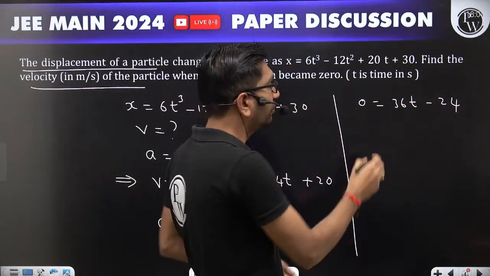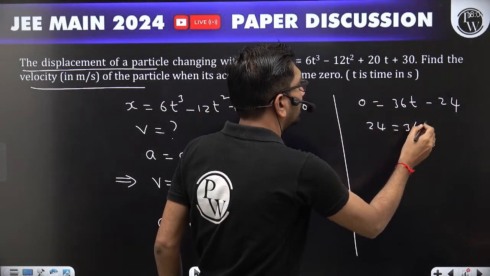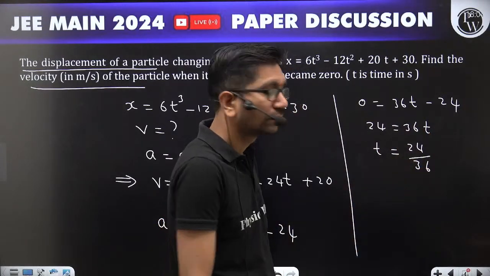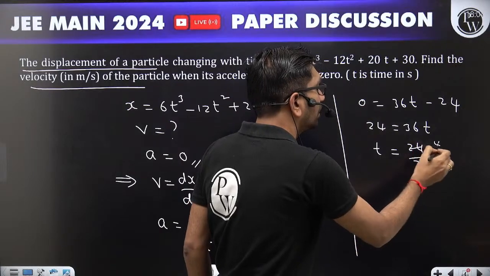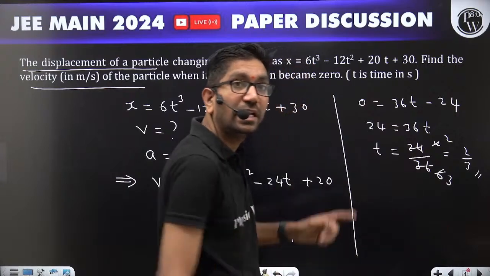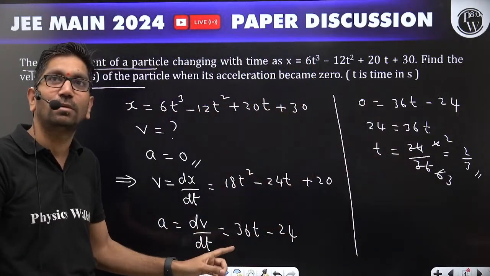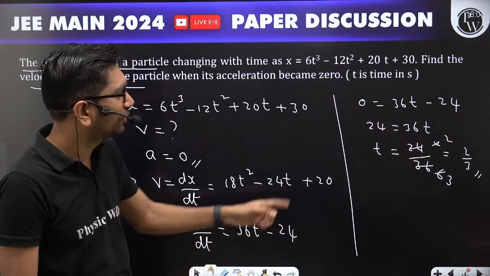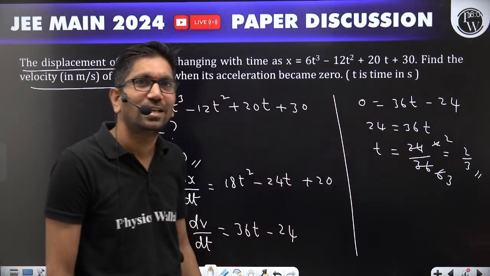So send this 24 here. 24 is equal to 36t. So finally t is equal to 24 by 36, right? 6 6s are 6, 4 6s are 24, okay? So 2 2s are 2, 3 2s are 6. So finally we got the time, t equals 2 by 3. At this time the acceleration becomes what? 0, okay? So at this time the acceleration we got as 0.